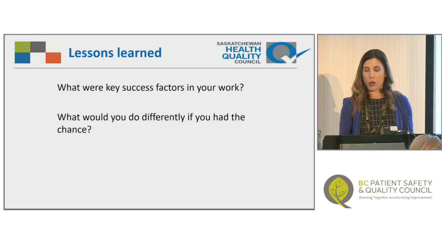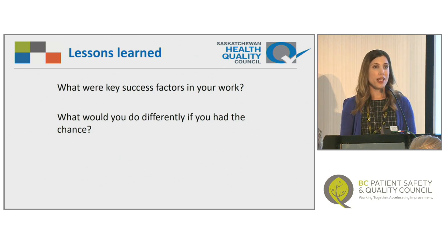And we really also just want to learn from others who've gone down this path. So if you've done similar work, what were some of the key success factors for you, and what would you do differently if you had the chance?